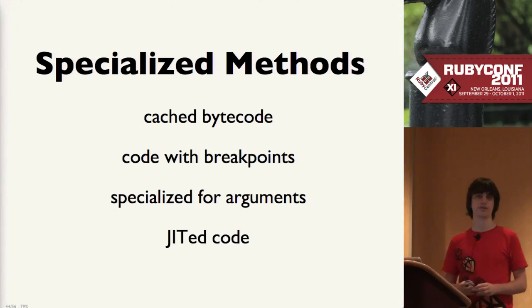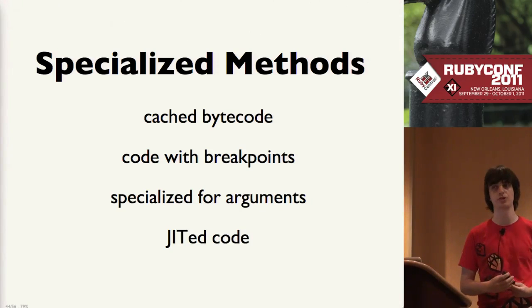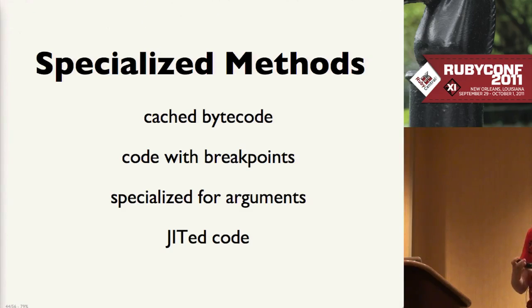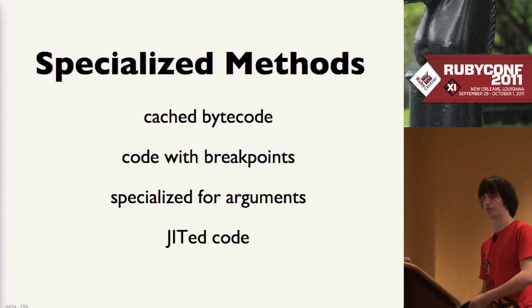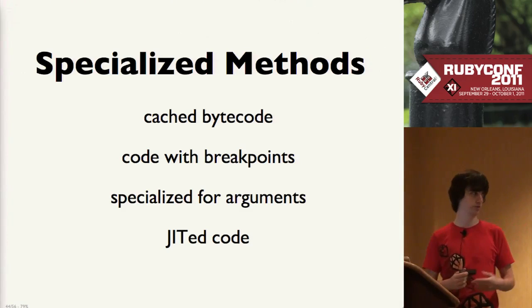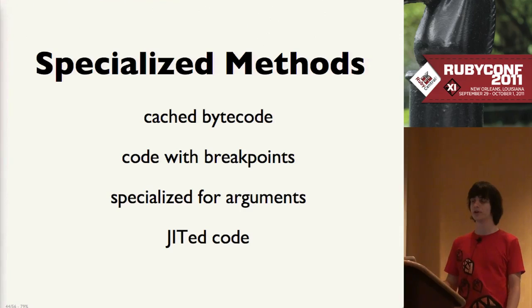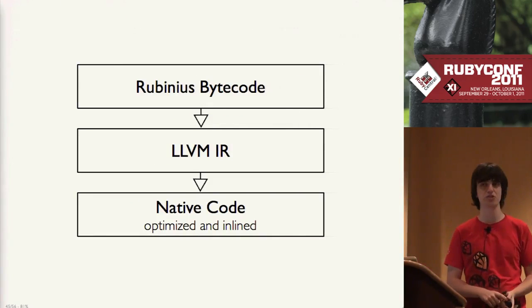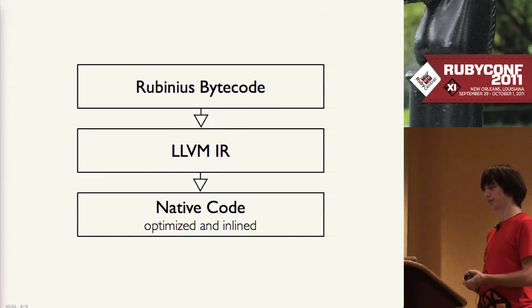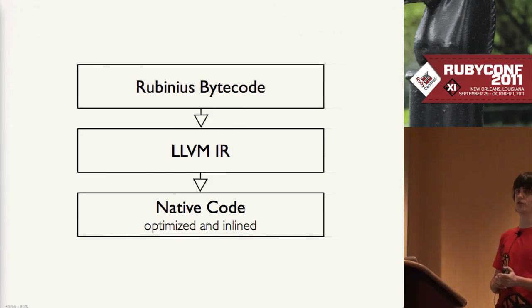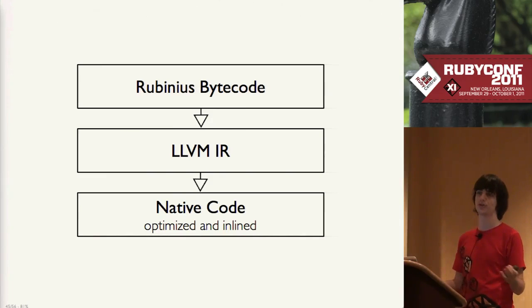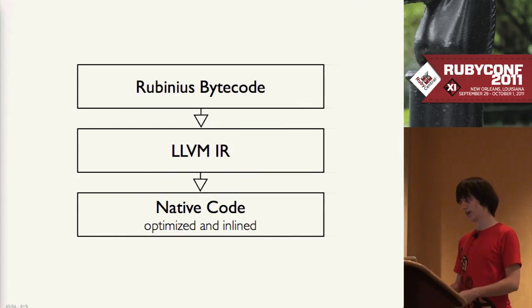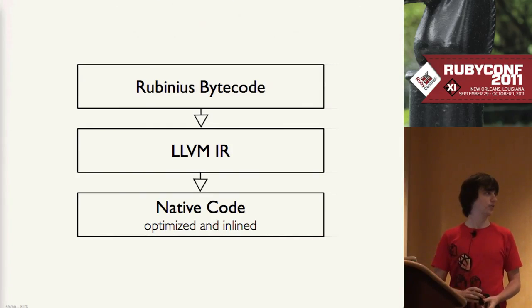And last but not least, you can JIT that code. That means that instead of referencing bytecode you will interpret, you can reference machine code that will run directly on your CPU. And it works like this. You take the Rubinius bytecode. Rubinius translates that into the intermediate representation for LLVM, and then lets LLVM figure out how to compile that to native code. It does all the inlining and optimization stuff that LLVM is known for. And that way speeds up execution.